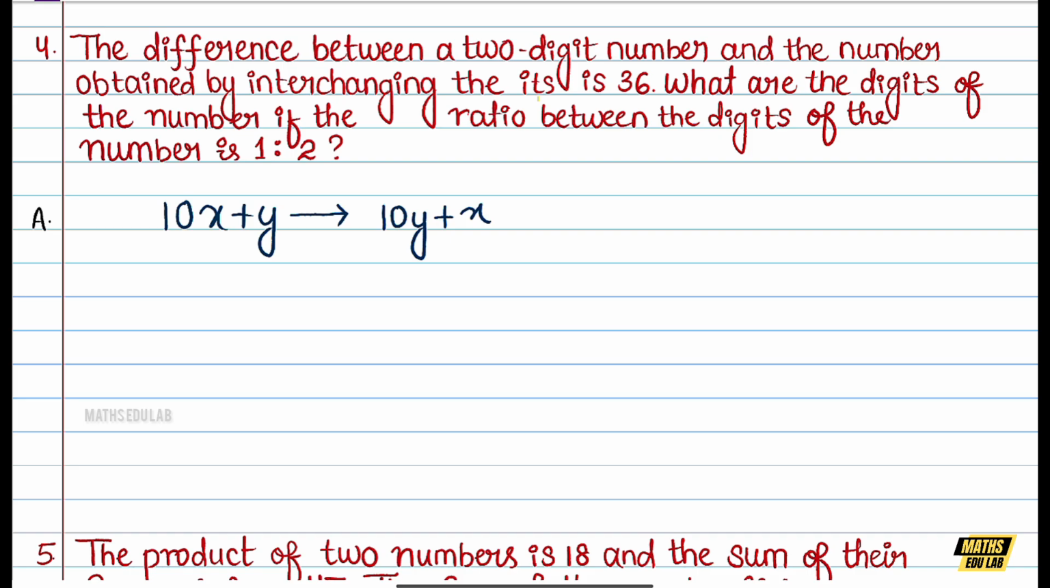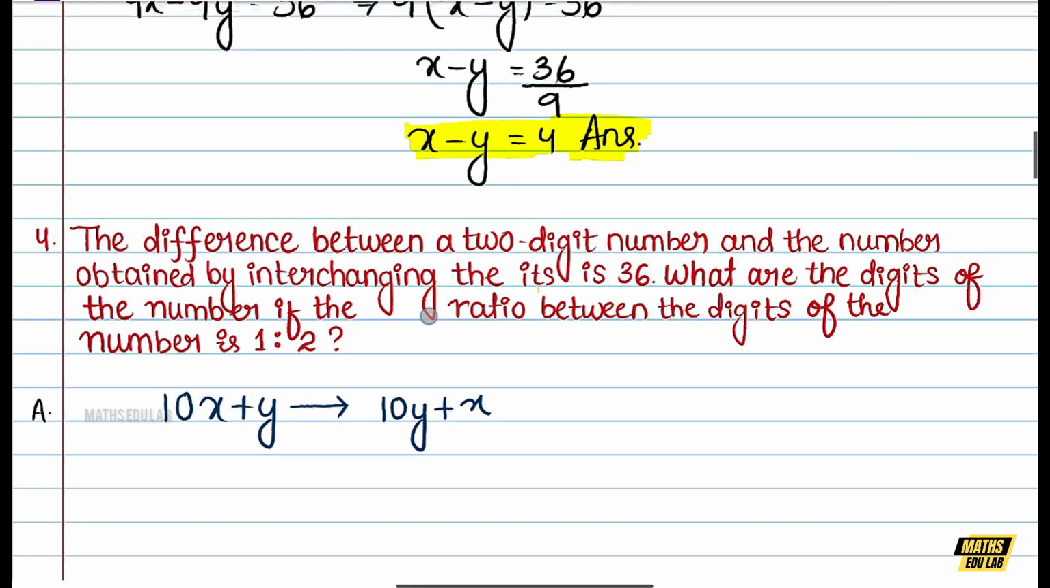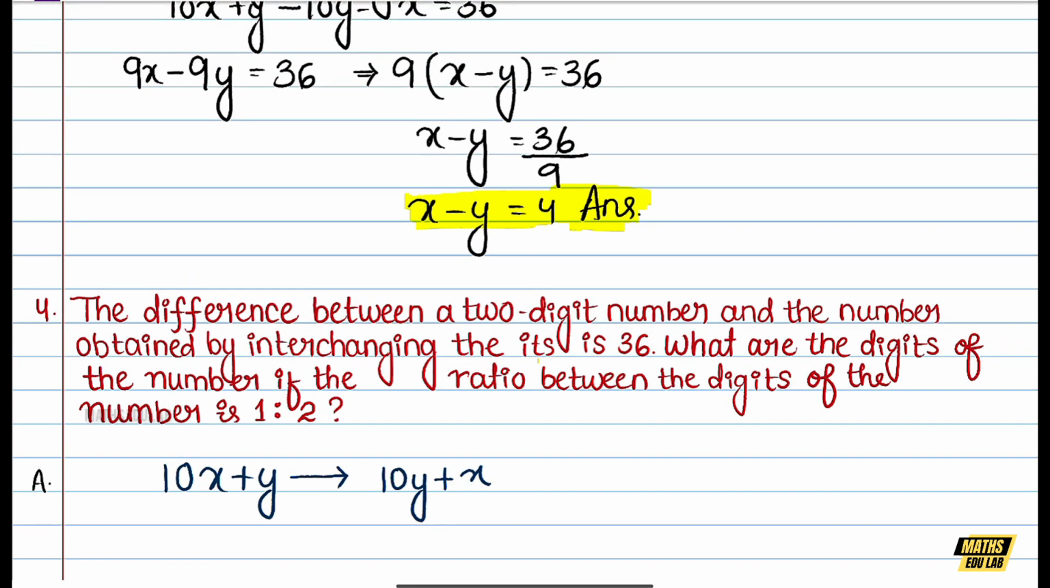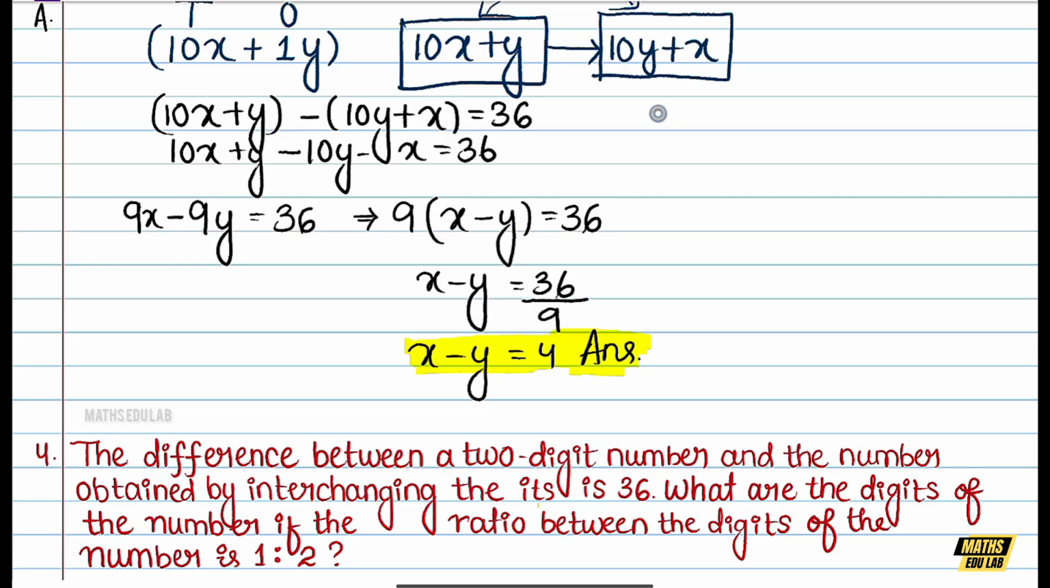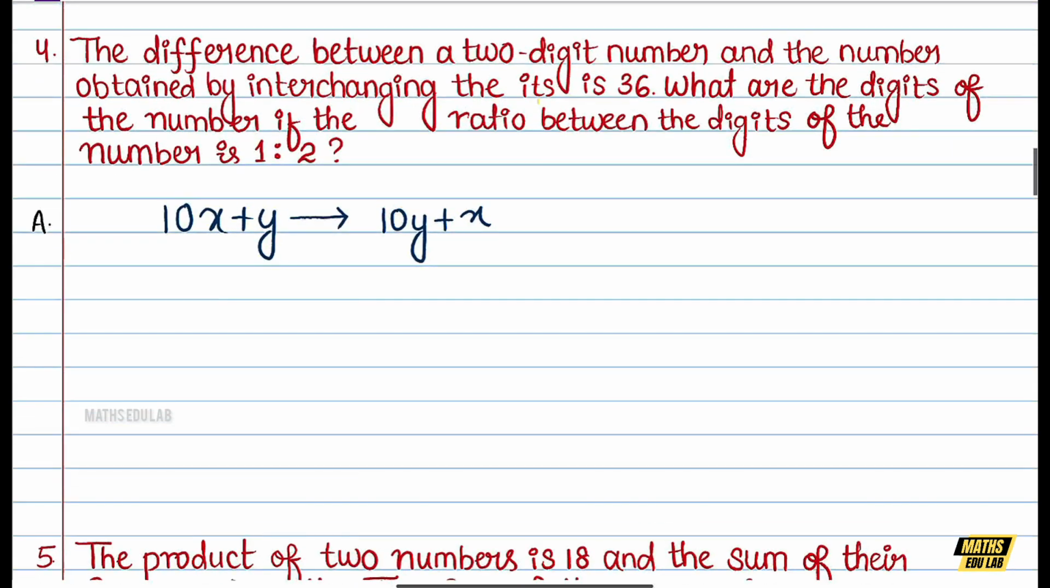Then it is given the difference between them. As we have done in the previous step, we got the value x minus y equal to 4. The same step we have to follow here, the same question. So step 1 will have to be written here. After that we got x minus y is equal to 4. Let us consider this as equation 1.